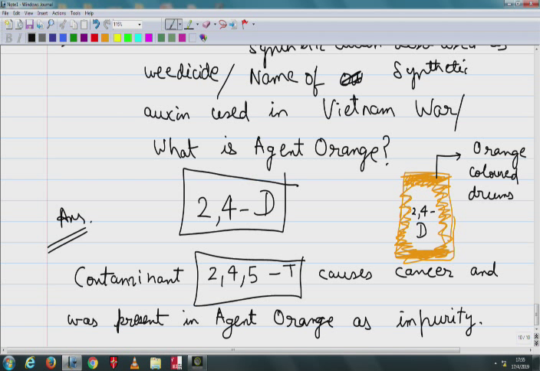By the color orange, I just suddenly remembered one more thing. What is the color of the black box in aeroplanes? It's also orange in color, but it's actually called a black box. Okay, so that will be all for this. That is what you needed to know in this chapter.